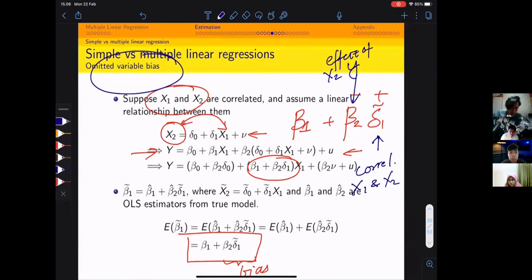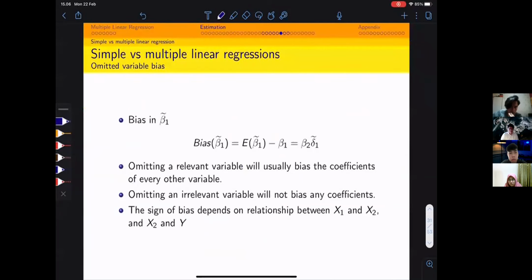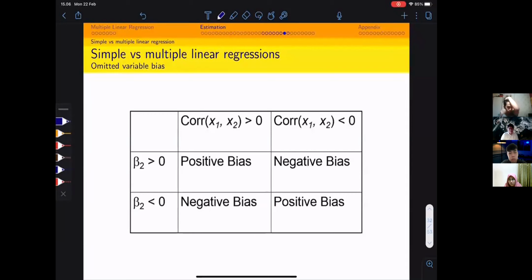And so I'm going to show you with the graph. I can skip this because I already discussed it, and I'm going to go straight into this slide, okay? So if beta 2 is positive and the correlation is positive, we get a positive bias. If we have a positive bias, it means that we overestimate things. If the effect of beta 2 is negative and the correlation between the variable that we observe and the variable that we omit is negative, then we have a positive bias, okay? In other cases, we have negative biases, okay? Negative bias means that our estimate is lower than the true estimate, okay?